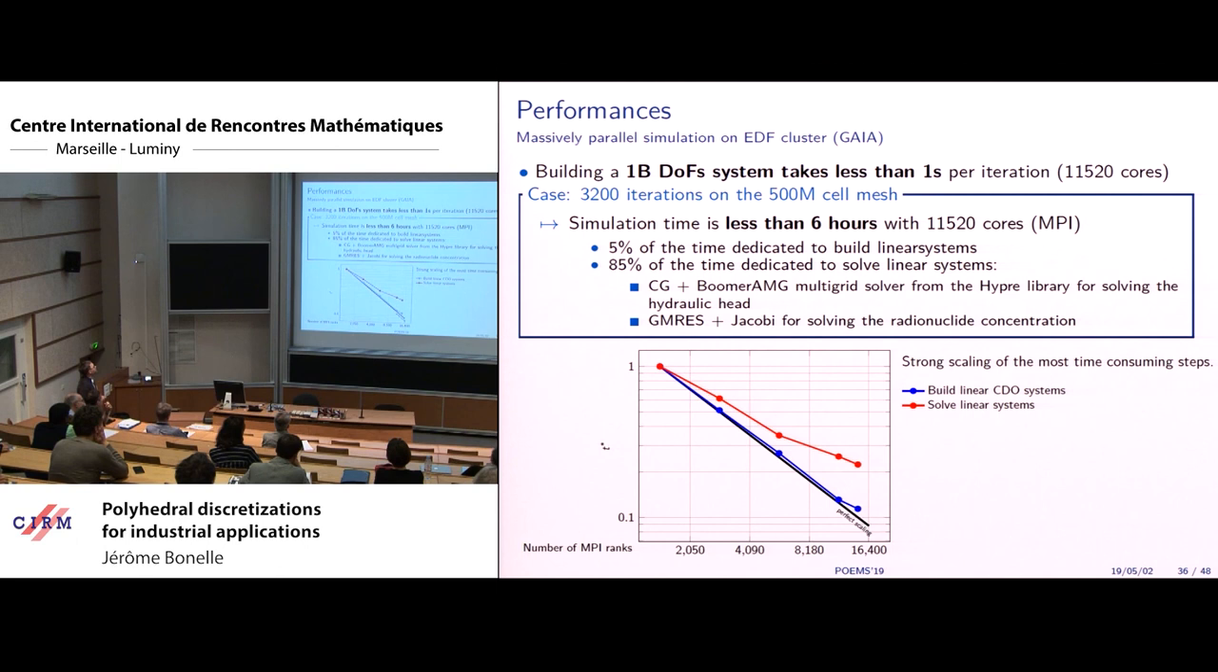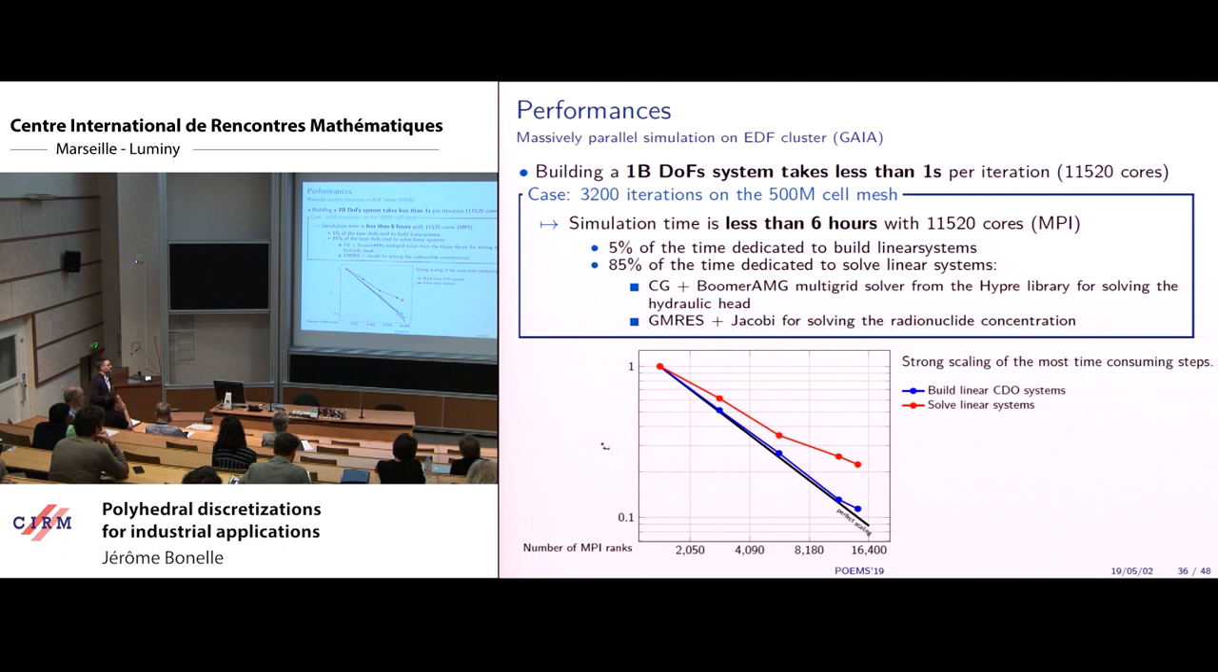So now, regarding the performance, this is a massively parallel simulation which has been performed. To build the 1 billion degree of freedom systems, it takes less than 1 second by using more than 10,000 cores. And for the global study, with a 500 million cell mesh and more than 3,000 iterations, it takes less than 3 hours, which is something feasible for engineering.